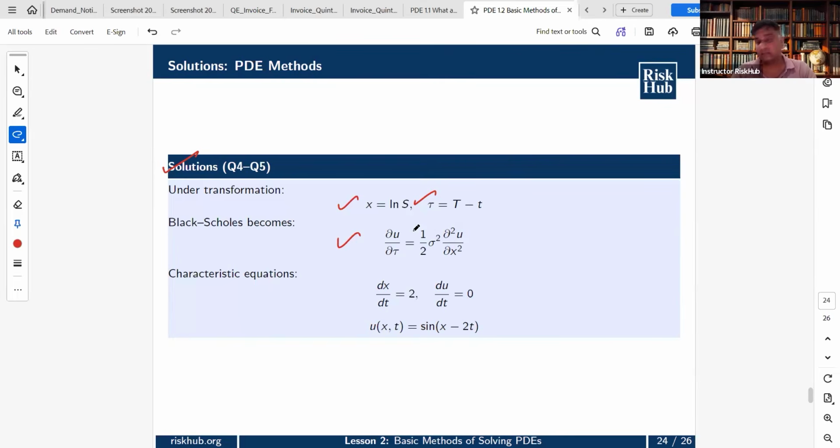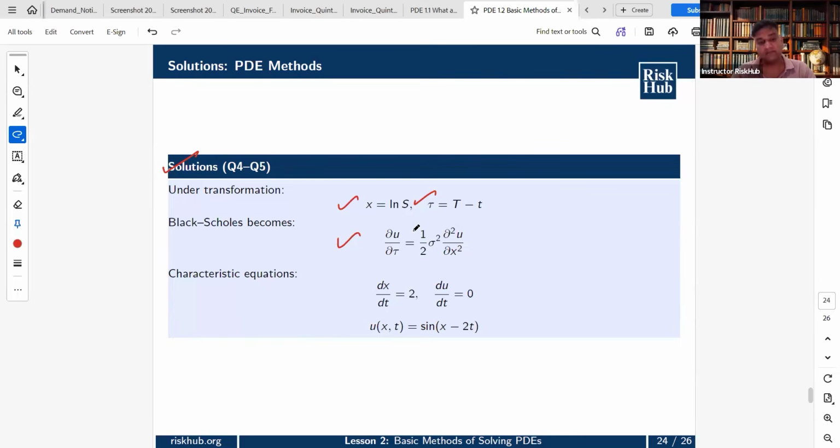S equals stock price, x is equal to ln S, the log stock price, tau is equal to T minus t, time to maturity, sigma is equal to volatility. This is the deep connection between Black-Scholes and the heat equation. In the full Black-Scholes transformation, we usually also apply scaling and discounting transformations to remove the first derivative and discounting term. The slide presents the simplified heat equation form, which is enough for this lesson, right?